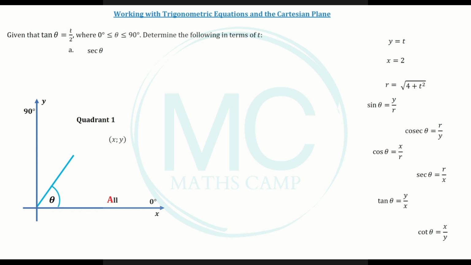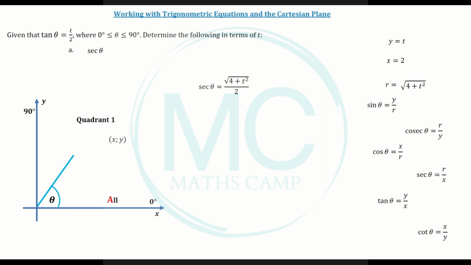Determine the value of sec theta. We know that sec theta is equal to r over x. In this case, r is 4 plus t squared under a square root, and x is equal to 2. So now we can say sec theta is equal to 4 plus t squared under a square root over 2. We cannot simplify this fraction, so this is our answer.